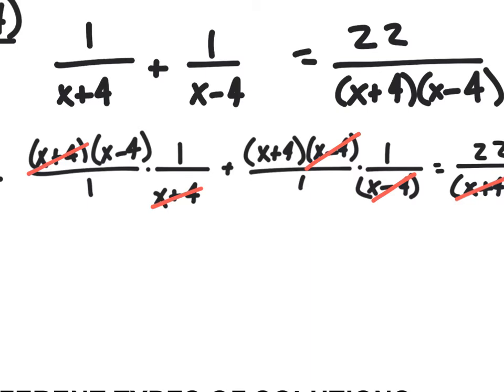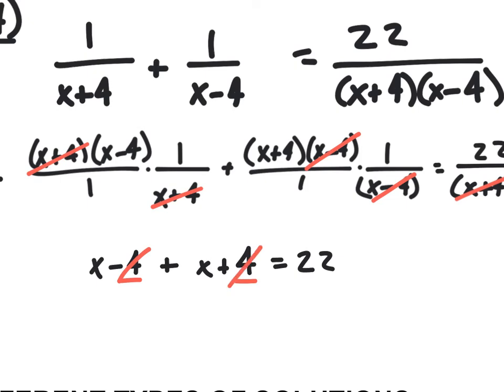Okay, so now I've got this, x minus 4 times 1. I'm just going to leave this as x minus 4 plus x plus 4. All of this is times 1, so I don't need to really do anything. And then that's going to equal 22. Now, the cool thing is, and this is cool, don't sit there and act like it's not cool. Negative 4 plus 4 is going to cancel out to 0.